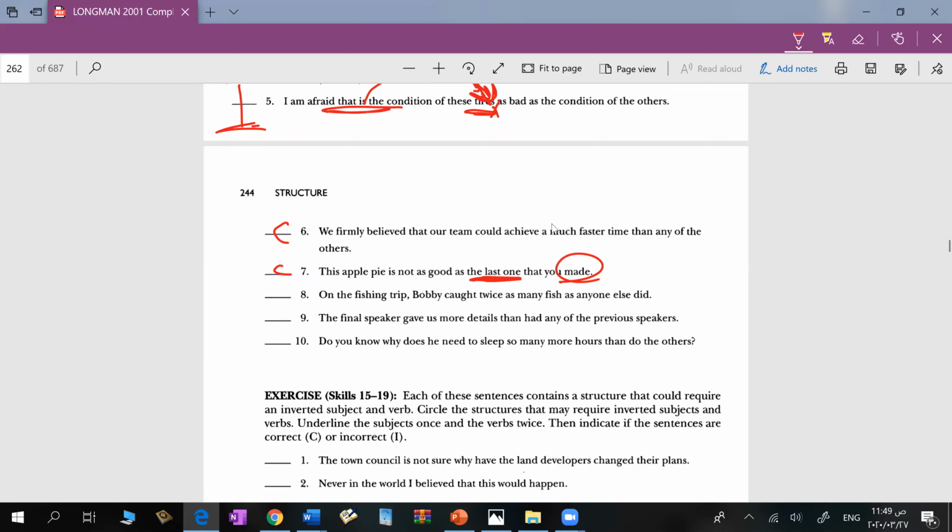On the fishing trip, Bobby caught twice as many fish as anyone else. Correct. The final speaker gave us more details than had any of the previous speakers. I think it's correct also. Yes, correct. Do you know why does he need?